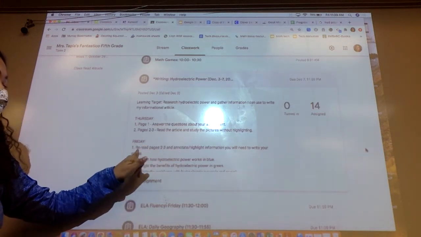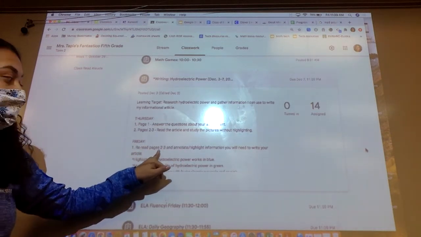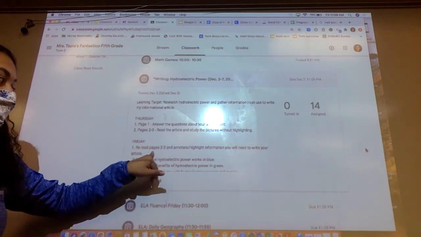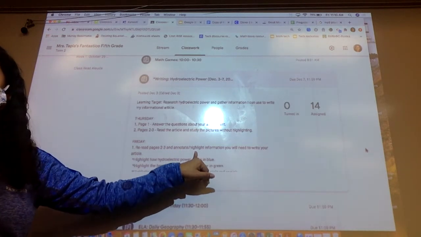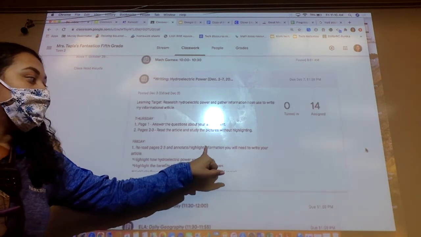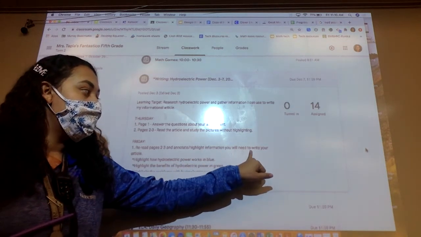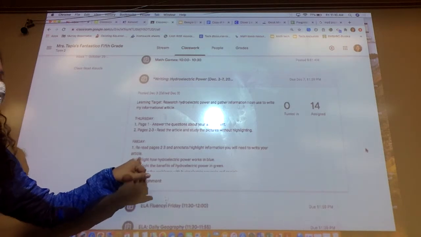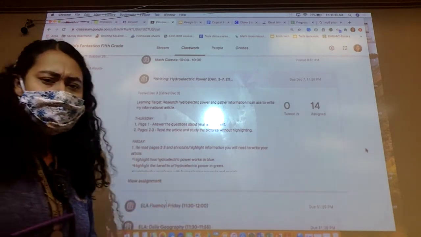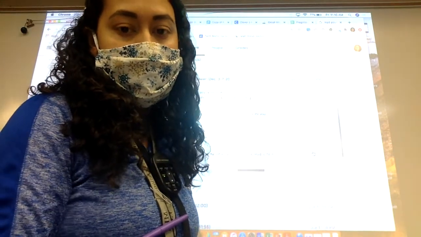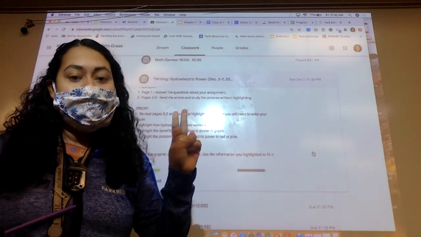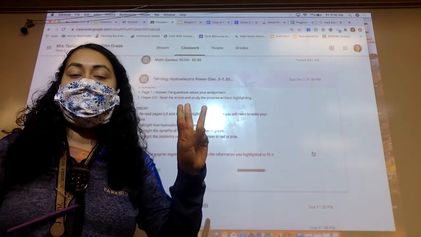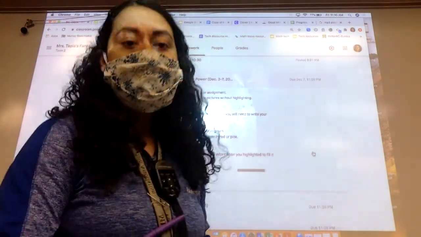So for Friday, we're going to reread pages 2 through 3 on the class Campus pages, and we're going to annotate, which means highlight or underline, information you will need to write your article. So we're going to highlight how hydroelectric power works. We're going to highlight the benefits, and we're going to highlight the problems. Okay?